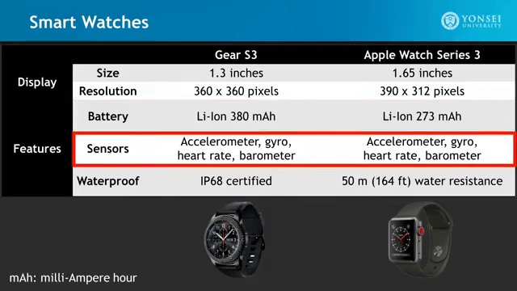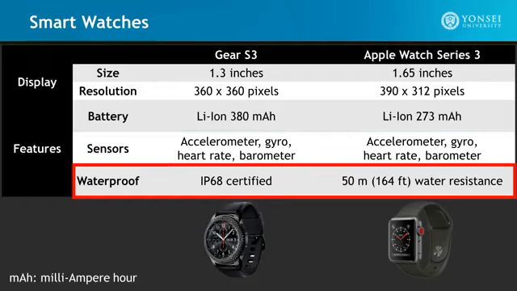Additional features include sensors. For the Gear S3, it includes an accelerometer, as well as gyro, heart rate, and barometer. For the Apple Watch Series 3, it includes the same sensor types. What does this mean? Well, of course, I will talk about the details of these very soon, so please hang in there.